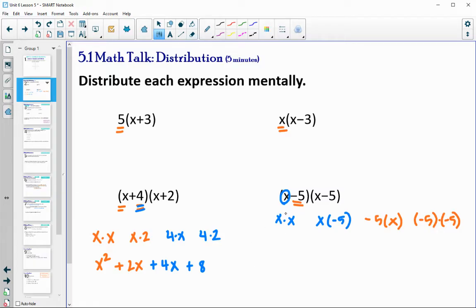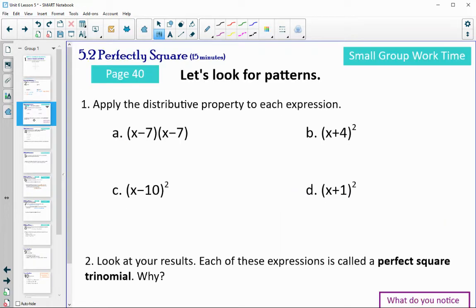And then we would get x squared minus 5x plus 25 and could simplify. But we're just thinking about distributing mentally here. So you don't need to have written that down, but just think about what you're doing. All right, so now let's actually do this on page 40. So now we'll actually write out distributing these and coming up with each expression.